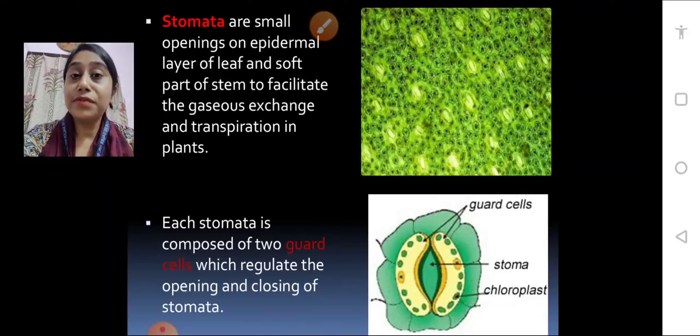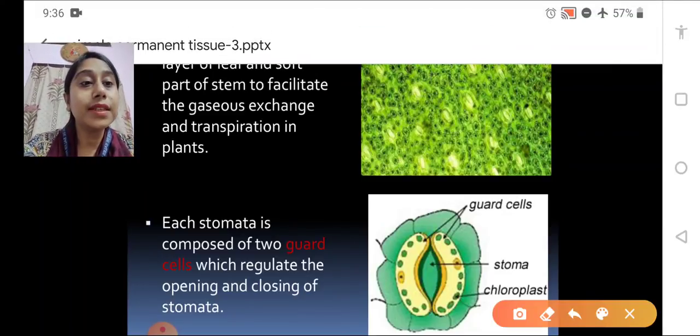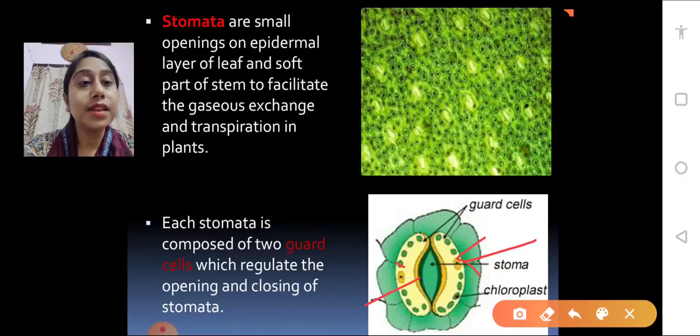Number one function is the gaseous exchange, which you already know, taking in carbon dioxide by the plant and giving out oxygen. Another function is what? Transpiration in plants. Transpiration means evaporation of water through the stomata. In the second picture you can see the structure of stomata. See, the stomata consists of what? Two cells surrounding. I will show you the cells. See these two cells, bean shaped or kidney shaped cells.